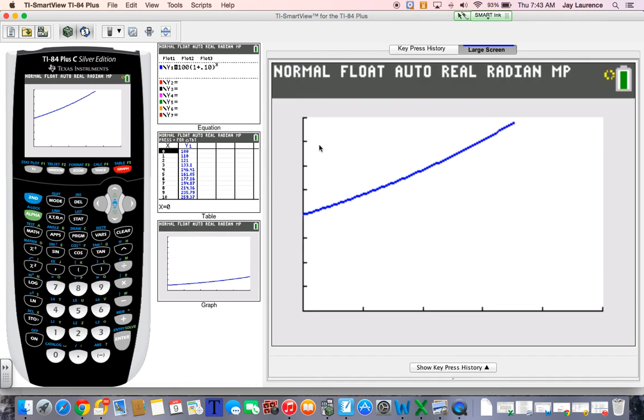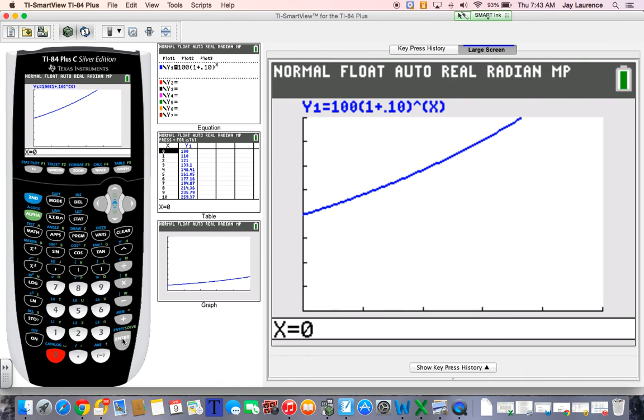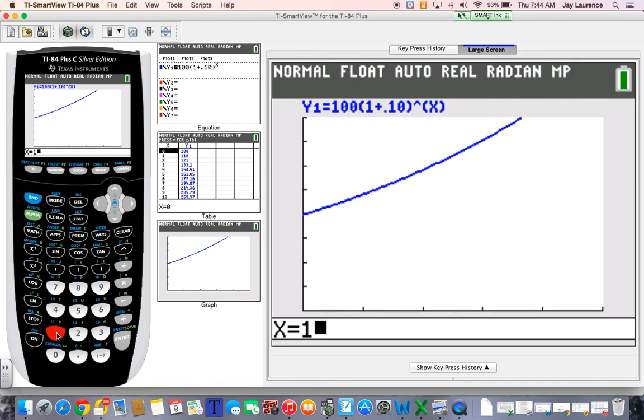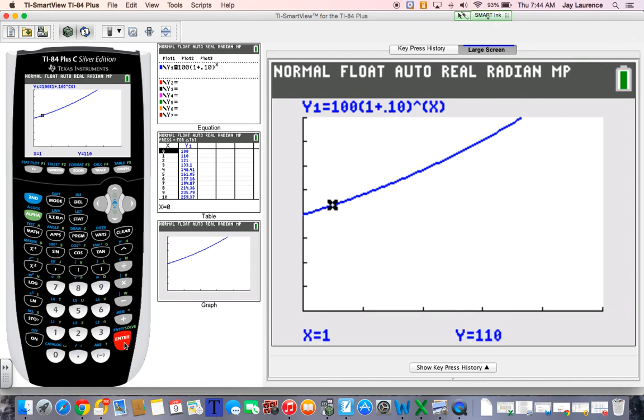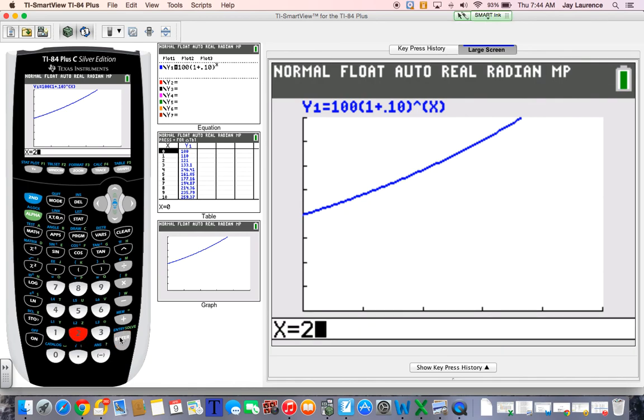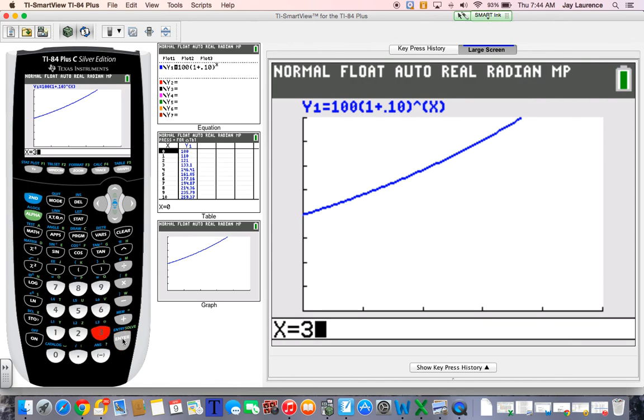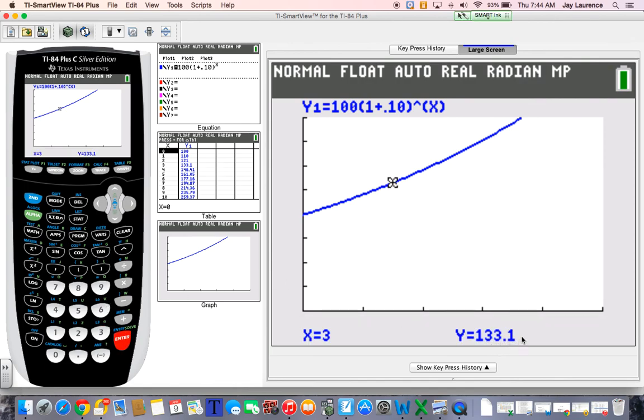Now how much money did I start with? I started with $100, right? So if I put in year 0, when I first start the investment, how much do I have? $100. See it right there? At the end of the first year, T is 1, in this case X is 1, how much do I have? $110. Does that look familiar? It should. At the end of the second year, I have $121. End of the third year, I had $133.10.